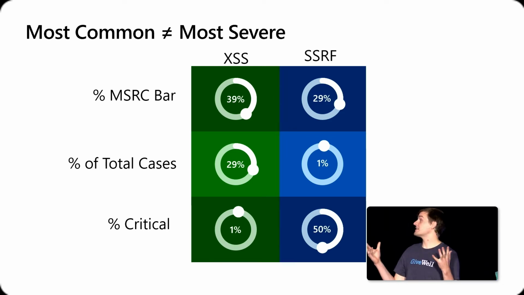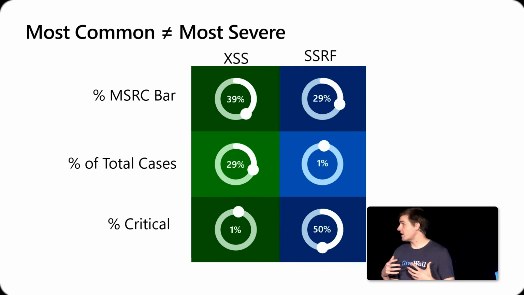So of XSS cases, about 39% meet our bar for servicing, compared with about 29% of SSRF cases. And then if you look at all the cases that meet our MSRC bar, about 29% of those are XSS, and only about 1% is SSRF. But of our critical cases, XSS is just 1%, while about half of the SSRF cases that meet our bar are critical. So that just goes to show, issues that are very common might not always be the most impactful, and issues that are less common are still really, really important to address.